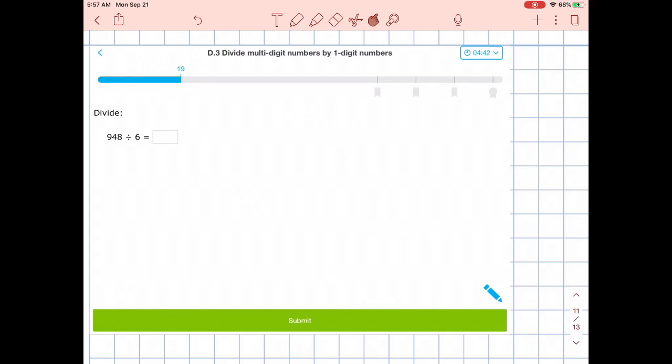So the first thing I'd like you to do is to go ahead and write this in your math notebook as a long division problem, keeping your numbers in their respective squares. So how would you write this out as a long division problem? Go ahead and spend a moment doing that in your math notebook. Pause if you need to.